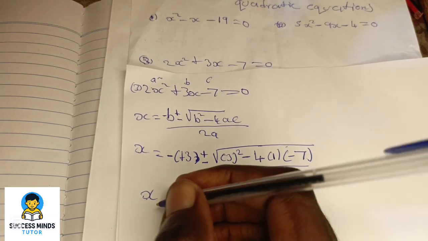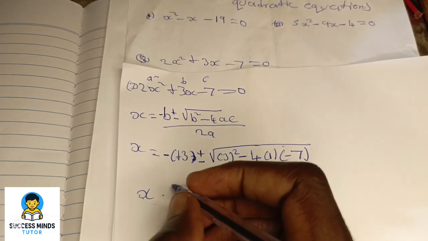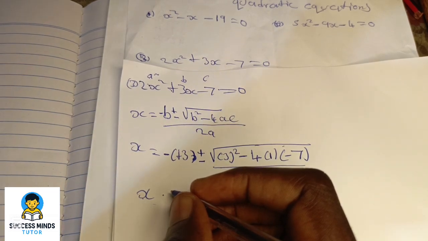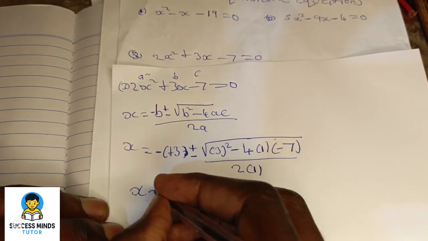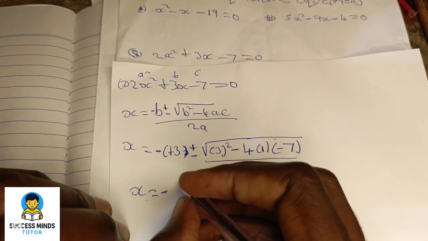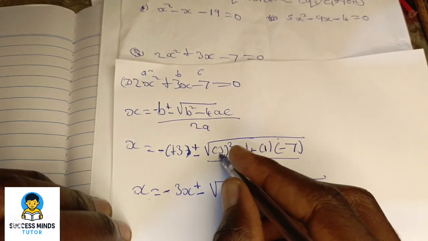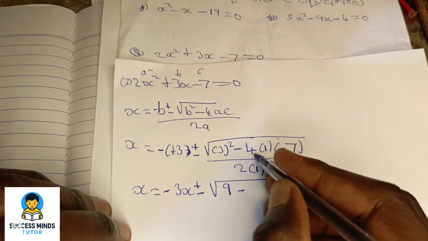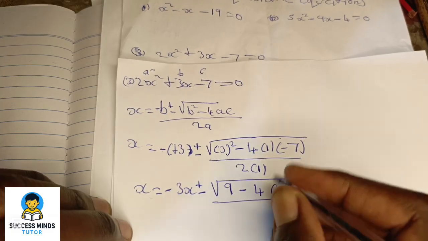So from here we are going to say x equals, we multiply negative times positive, that's negative 3, plus over negative, then you square root, so you get 3 to the power 2, that is going to give you 9, then minus 4 times 1, then multiply by negative 7, and close bracket over 2.